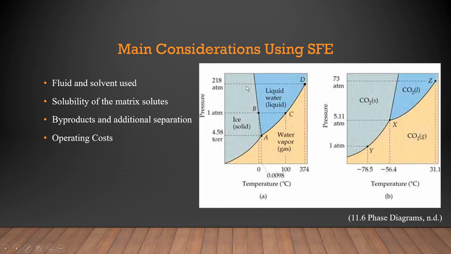And then there's also the solubility of the matrix solutes, which are byproducts, and things usually don't dissolve so neatly, like only caffeine being dissolved. There's usually other byproducts being dissolved in the matrix, and this is, or it can be, a problem that requires additional separation later in the process.